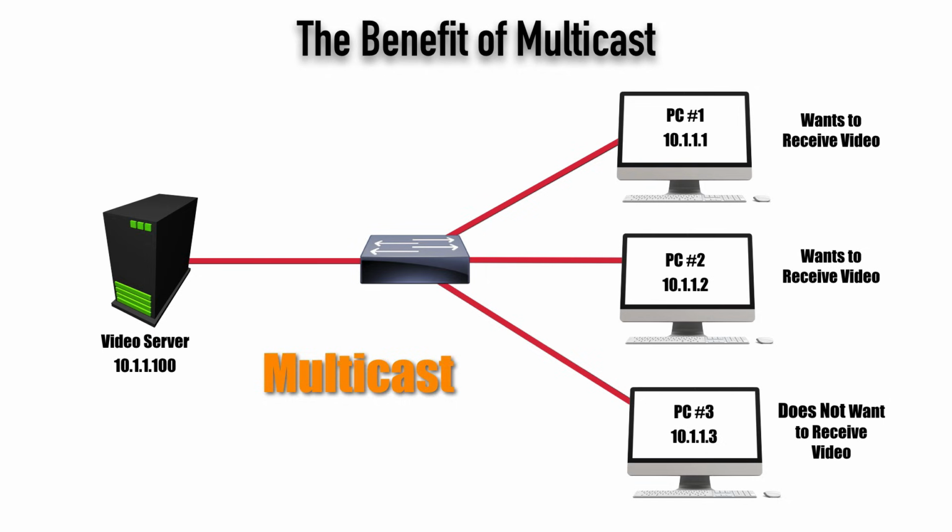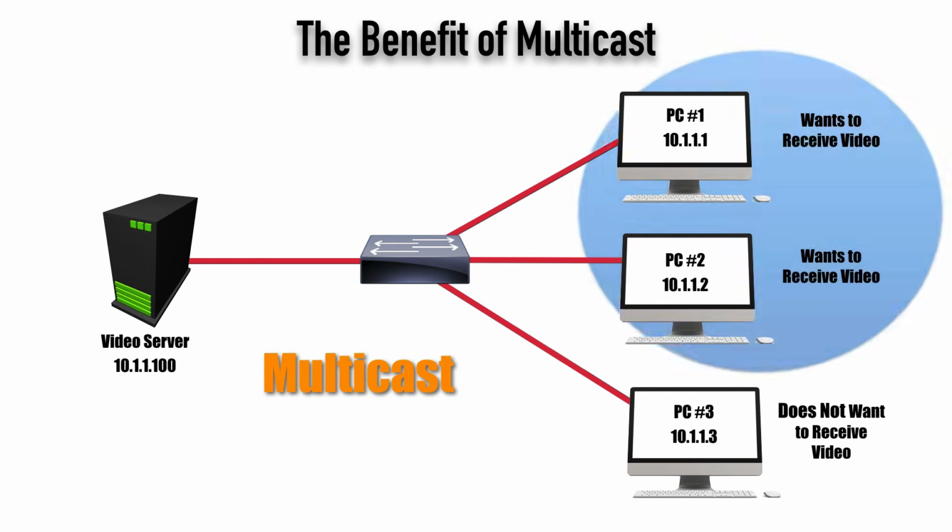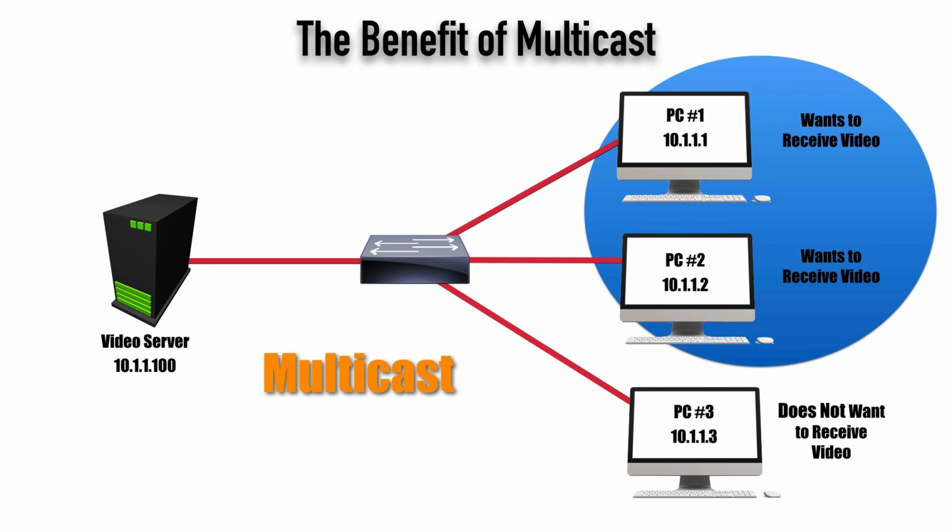Well, what we're going to do is have the PCs that want to receive the video join a multicast group. And a multicast group in the IP version 4 world is going to be a Class D address. We'll talk about IP version 6 a little bit later as well, but in the IP version 4 world, we've got a Class D address. Class D, that's where the first octet is in the range of 224 through 239. Well, here we've got a Class D group of 239.1.1.1, and these 2 PCs have joined that group. So now the video server is going to send out the packet one time, and it only goes to the intended recipients. PC 3 does not have to see it. That's one of the big benefits of multicast.